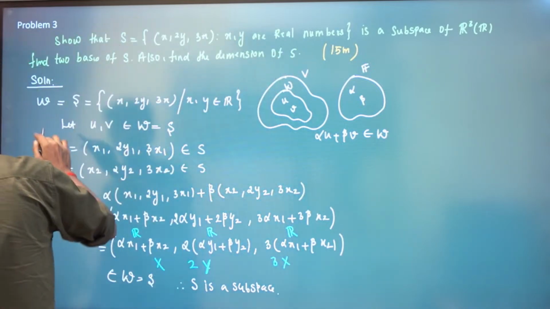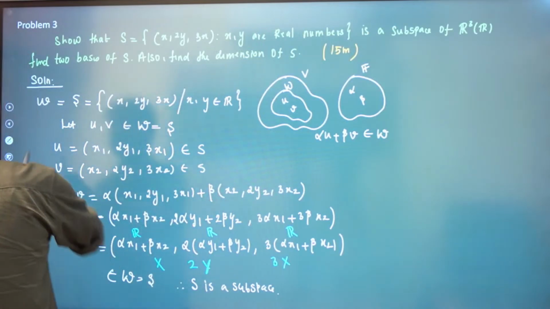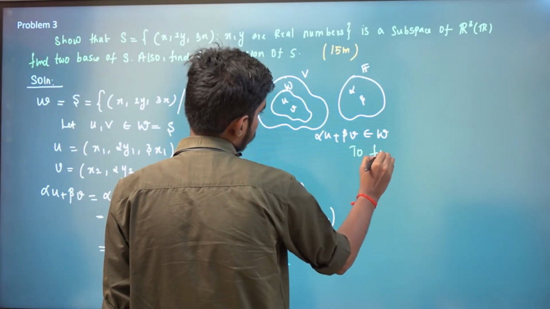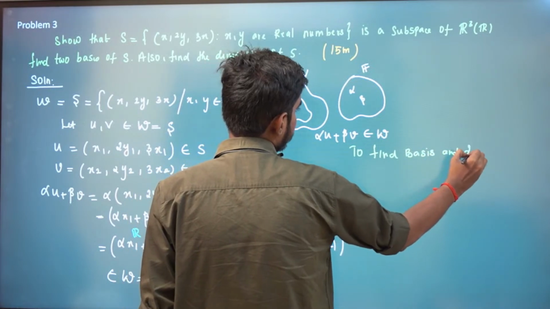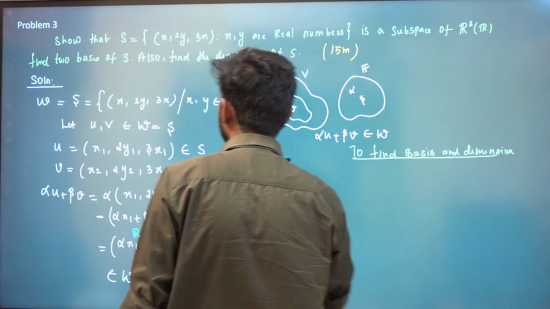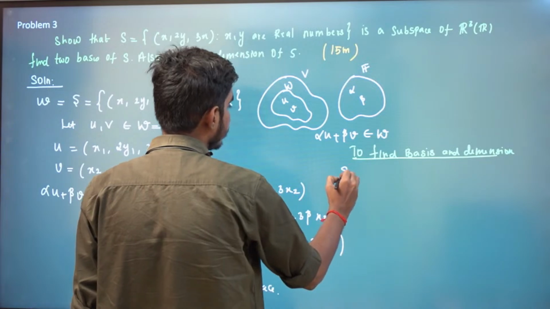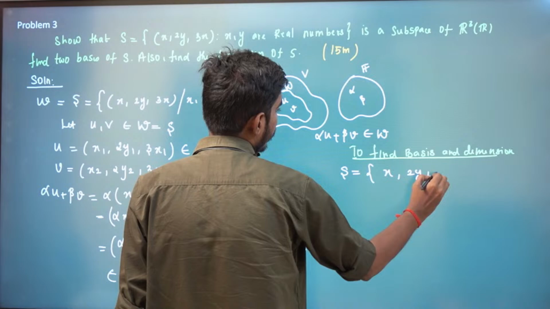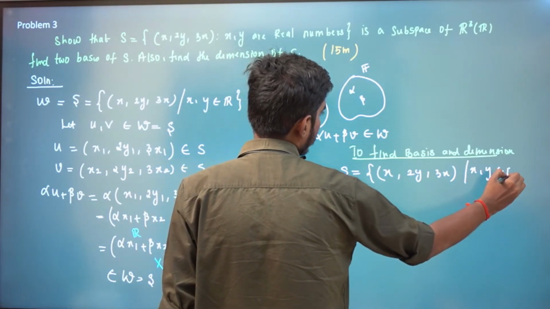Okay. Now I need to find the basis and dimension of S. To find basis and dimension, first we will find the basis. The number of elements in the basis is our dimension. So what is our set S? Our set is given by (x, 2y, 3x), right? This x, y belongs to real numbers.